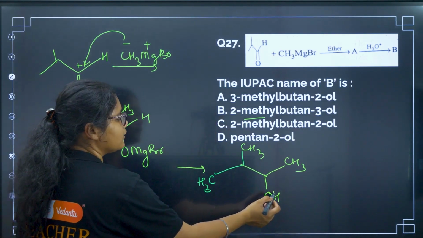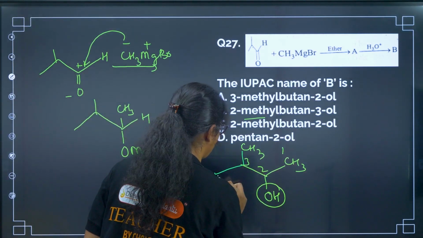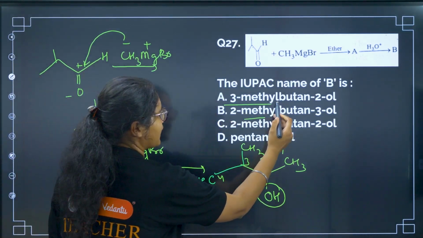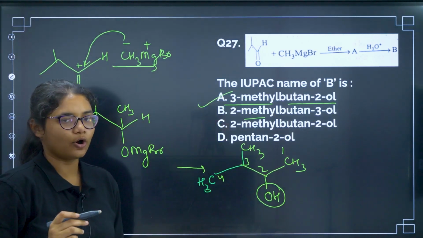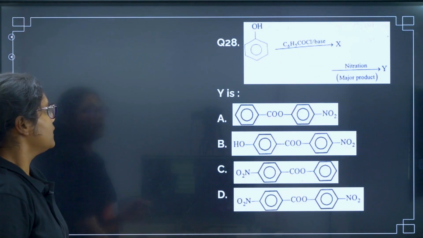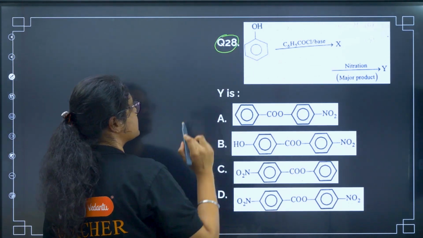So now, this one is the substituent, so just do the nomenclature 1, 2, 3 and 4. So we have 3-methylbutan-2-ol, right? The correct answer for this question is option number A. Okay. Next, this question is a little important one, reaction based.